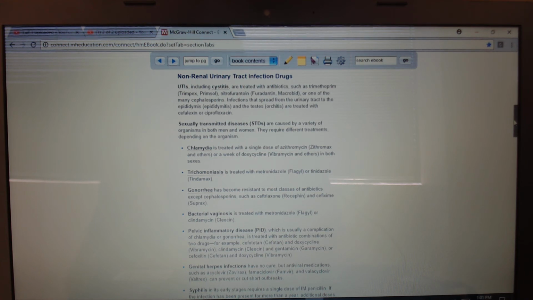Sexually transmitted diseases are caused by a variety of organisms in men and women. They require different treatments depending on the organism. Chlamydia is treated with a single dose of azithromycin, Zithromax, and others, or a week of doxycycline, Vibramycin, and others in both sexes. Trichomoniasis is treated with metronidazole, Flagyl, or Tindamax. Gonorrhea has become resistant to most classes of antibiotics except cephalosporins such as ceftriaxone, Rocephin, and cefixime, Suprax.